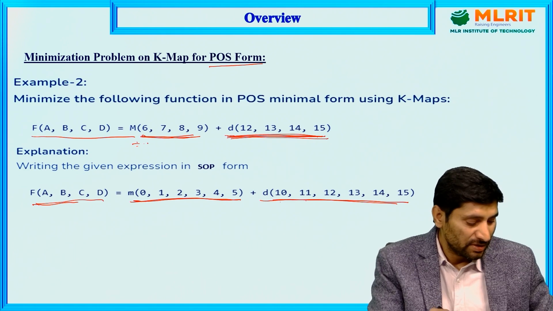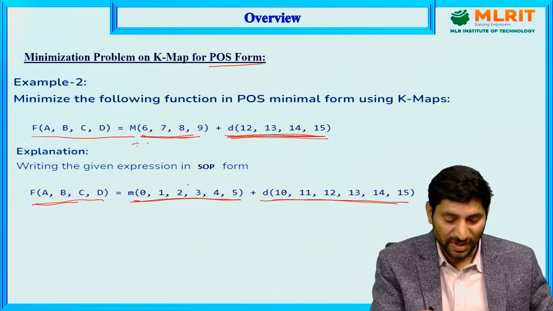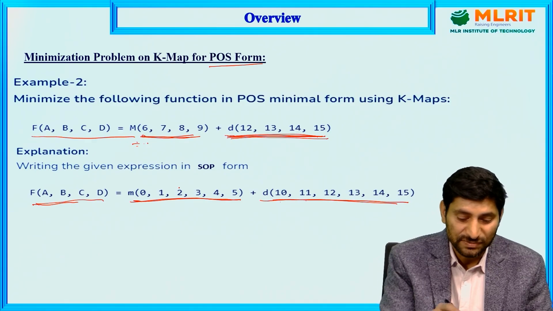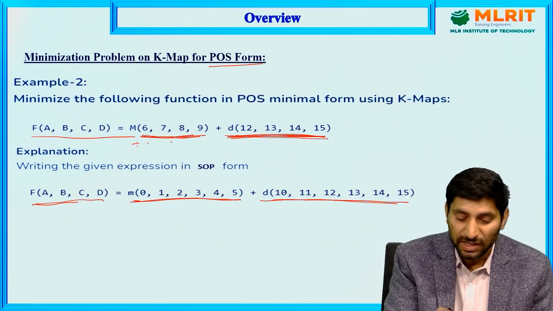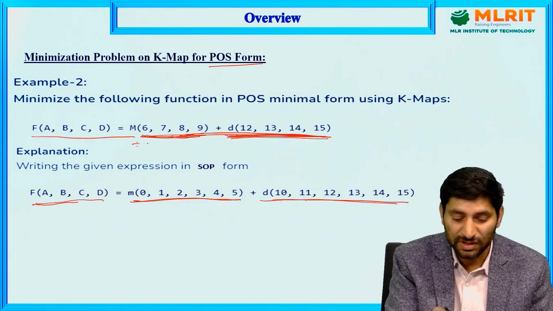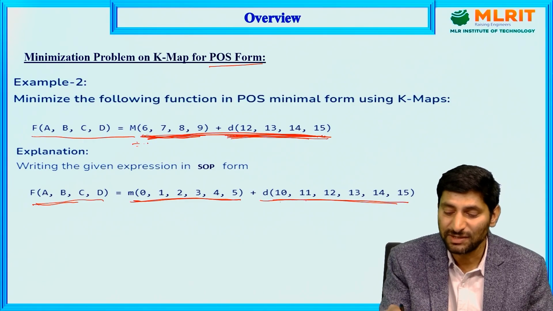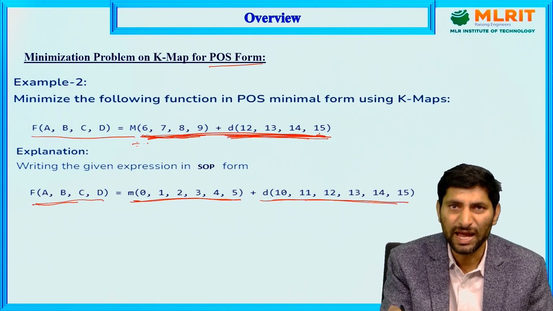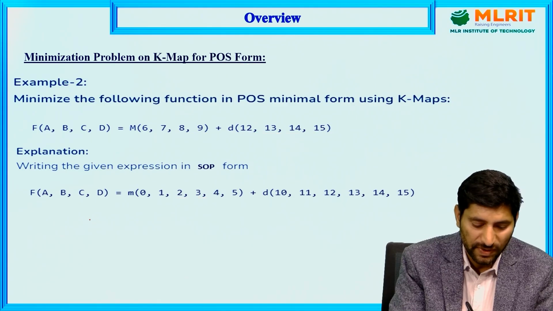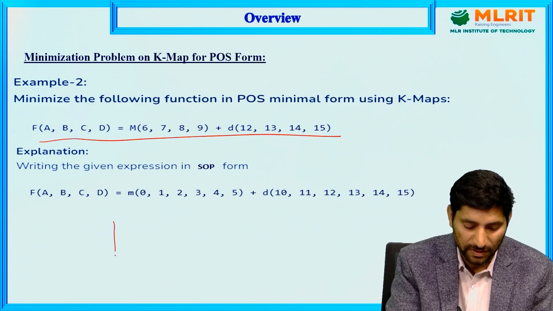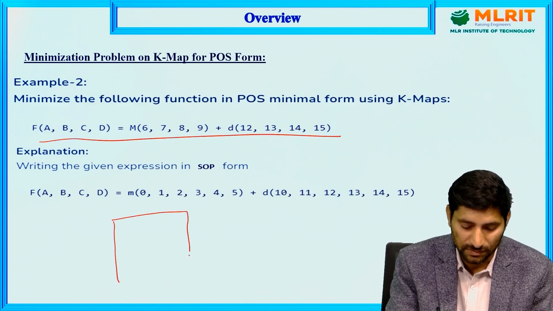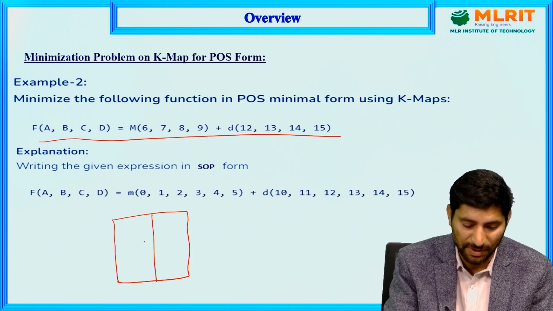So now let us see, these are the terms they have given. Now let us discuss this one. Now clearly it is observed that the maximum term is 15th. Okay. Now I can draw this using a four variable K map.